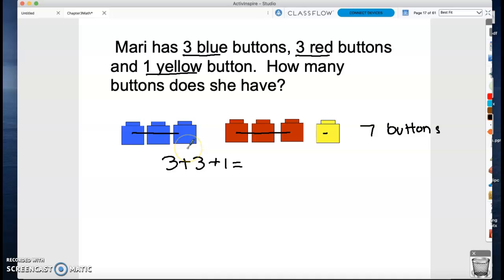equals. Now, I know that this is a doubles fact, and doubles facts are pretty easy to figure out. I know that 3 plus 3 is 6, but I still have that extra 1 yellow that I have to add, so I'm going to add that in, and that's going to be 6 plus 1 equals 7.